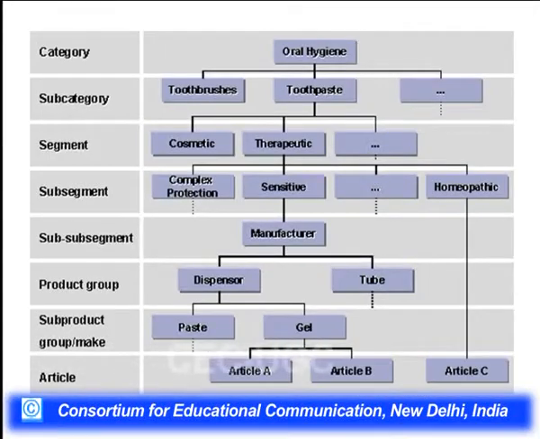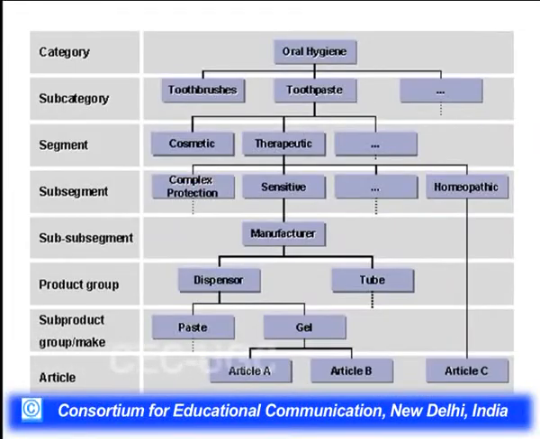suppose we have identified, as a retailer, a category which is oral hygiene. So, oral hygiene becomes my broad category. Within oral hygiene, what can be the subcategory? It could be that I am dealing with either toothbrushes or toothpaste. Within toothbrushes and toothpaste, there could be further segmentation. In the case of toothpaste, I can further go in for segmentation as a retailer. It could be a cosmetic toothpaste or it could be something used for therapeutic purposes.